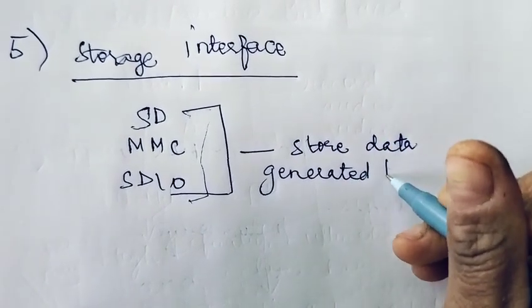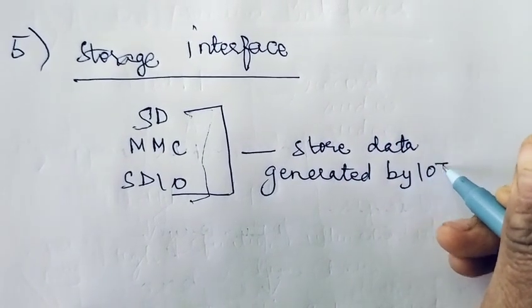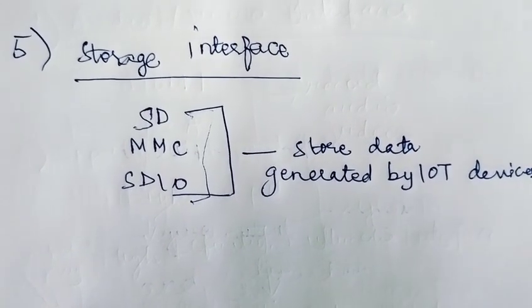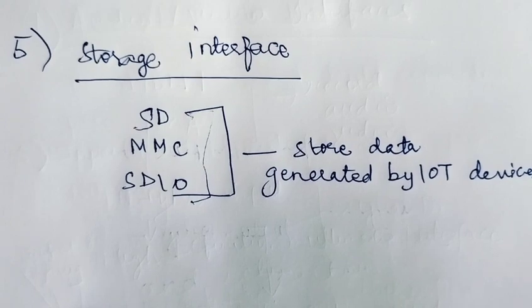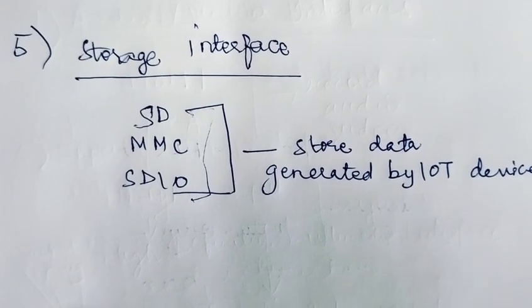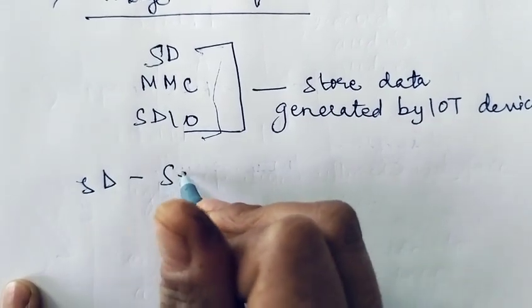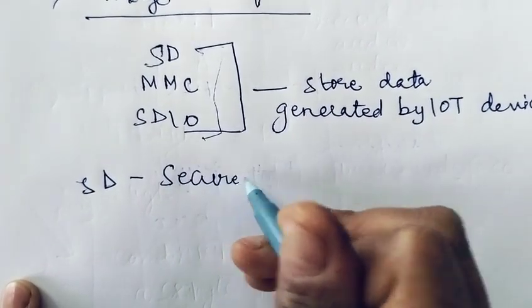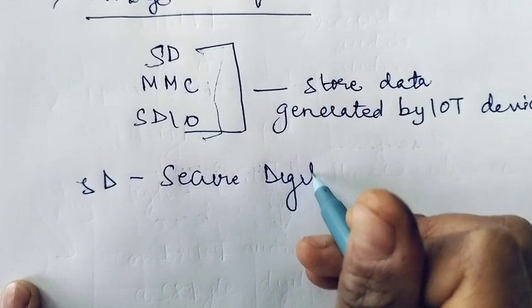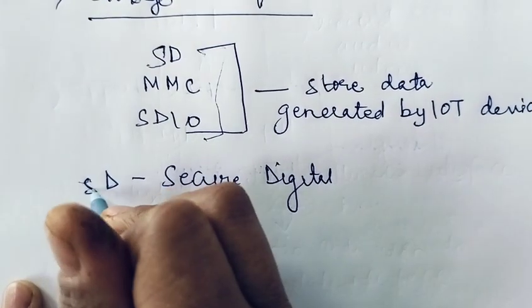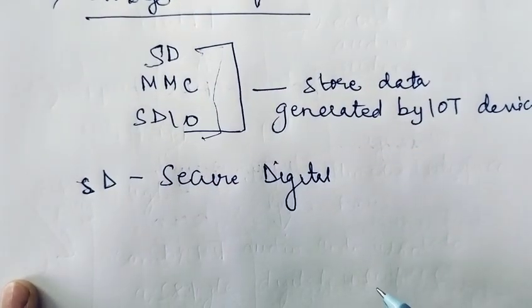Store the data generated by IoT device. So SD cards, MMC cards, SDIO cards are all used to store the data that is generated from an IoT device. Now what is an SD card? The full form of SD card is secure digital. So secure digital cards, you all have heard about SD cards. Most of us use these SD cards. So what are these SD or secure digital cards?